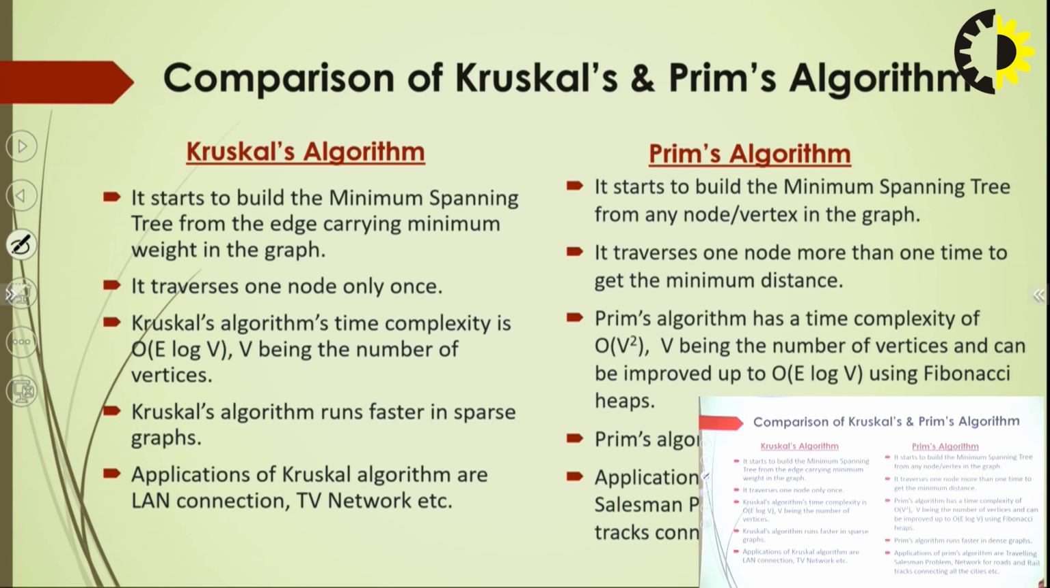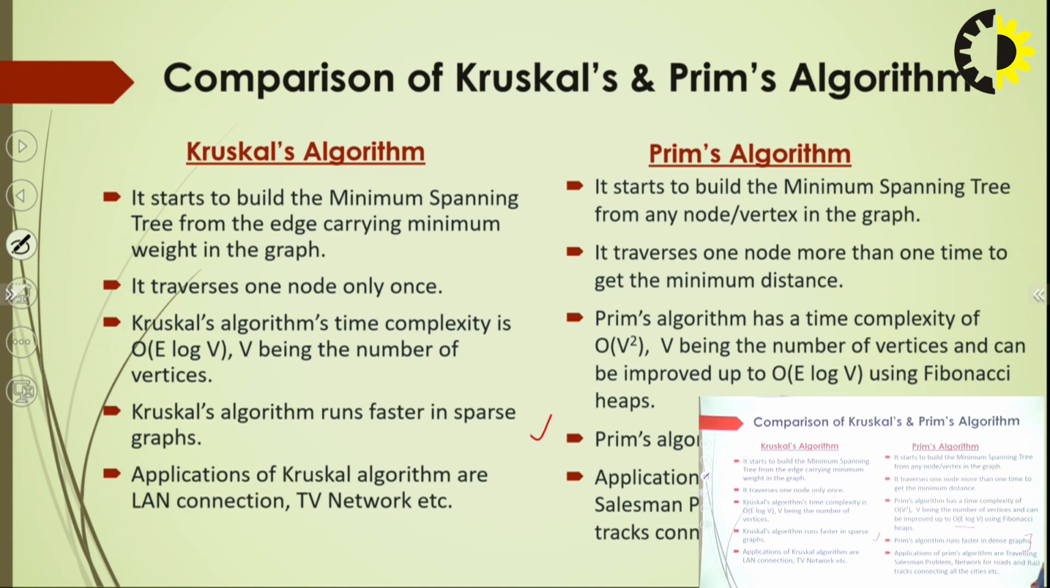The third difference is that the time complexity of Kruskal's algorithm is big O of E log V, where E is the number of edges and V is the number of vertices. But in case of Prim's algorithm, the time complexity is big O of V square, where V is the number of vertices, and it can be improved up to big O of E log V if we use Fibonacci heaps as a data structure. Kruskal's algorithm runs faster in sparse graphs, and Prim's algorithm runs faster in dense graphs.